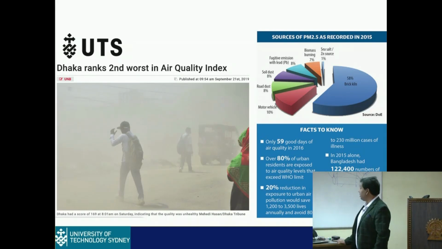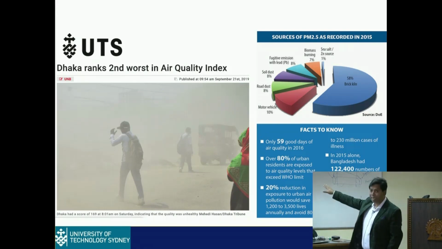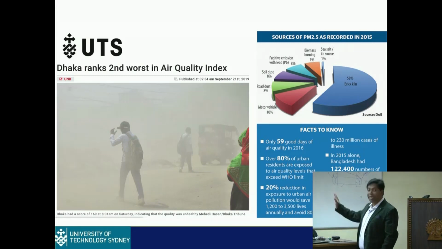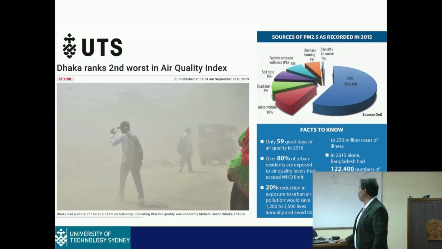So what is the source of PM 2.5? In 2015, these were the recorded numbers. There were only 59 good days of air quality in 2016. This is based on Dhaka city, maybe very similar to your Delhi. Only 59 good days. All other days are full of pollution.